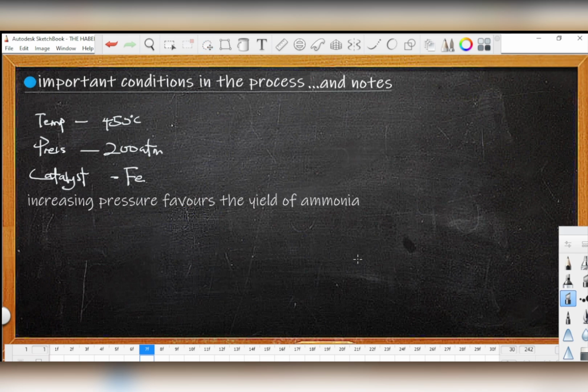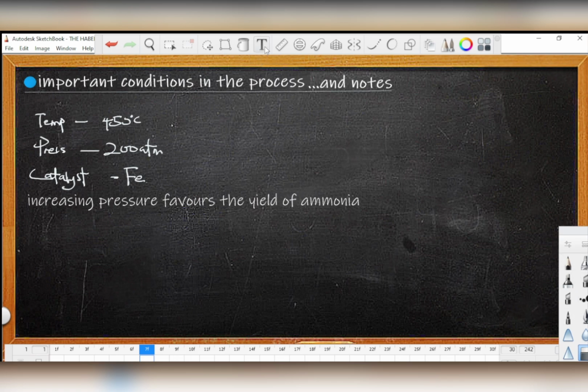So if increasing pressure favors the yield of ammonia, and we have a pressure of 200 atm, why can't we use more pressure? Why can't you use even 5,000 atm? It's important to know that this pressure is reasonable. If you use too much pressure, it is expensive to generate. Also, the pressure could be so much that it can actually rupture the pipes. So you want to stay at 200 atm, even though increasing pressure favors the formation of more ammonia.